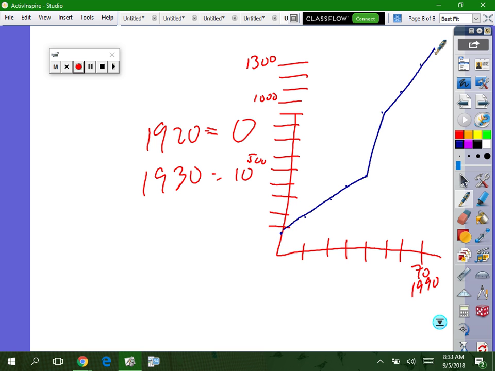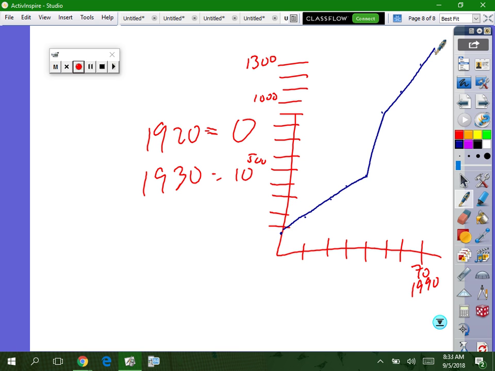Not too hard to plot the points, correct? We could all do that. Okay. Now, it says compute and interpret the average rate of change in the number of public community colleges between 1920 and 1930. So once again, what is average rate of change? Just another name for slope.